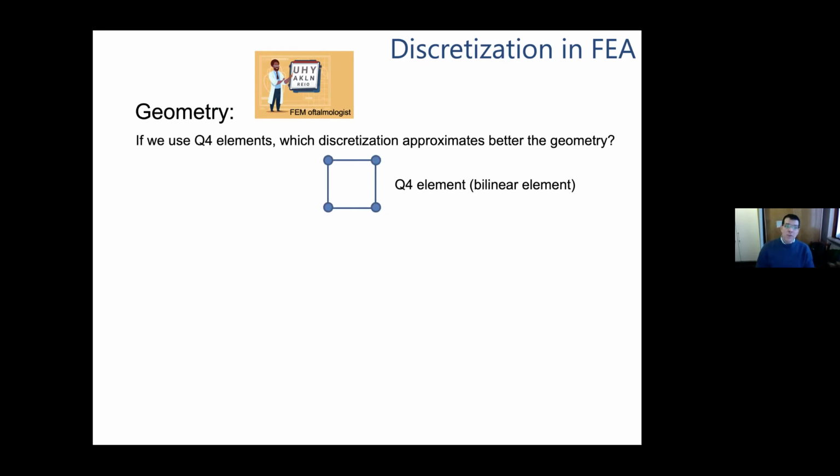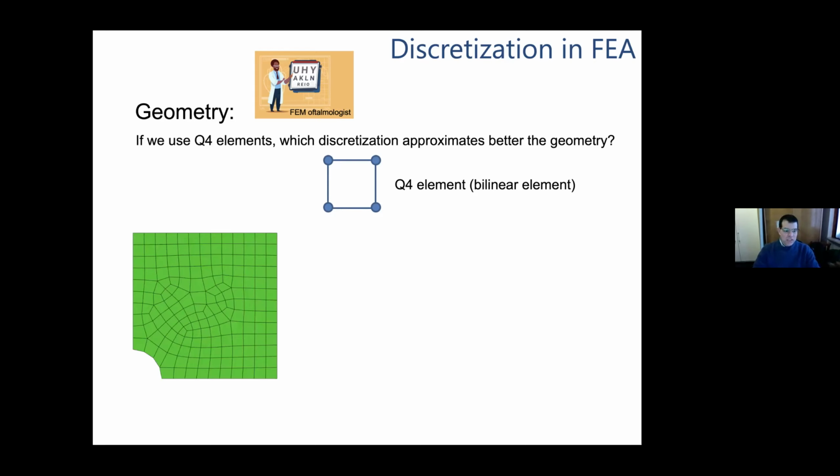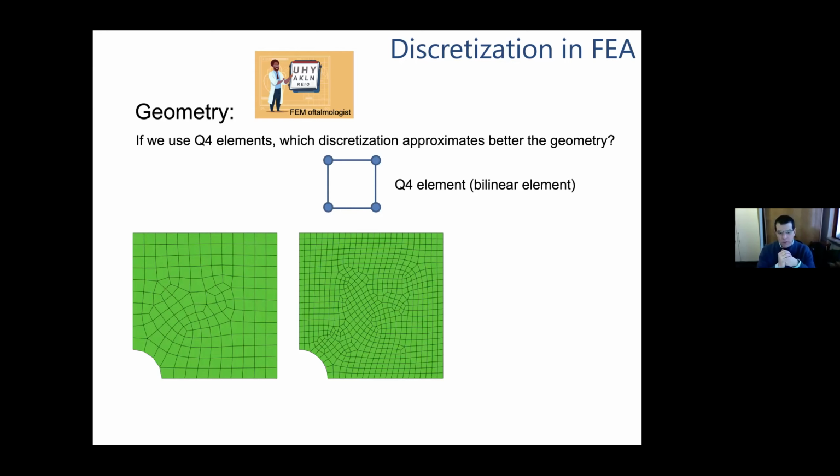So imagine that we use Q4 elements. Q4 elements are basically squares with 4 nodes, so the edges or the sides of these elements are straight lines. And I want to discretize my previous problem, so I use this coarse mesh here. Could you tell me which representation is better, this or this one?